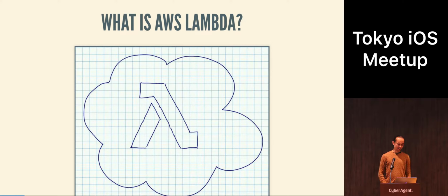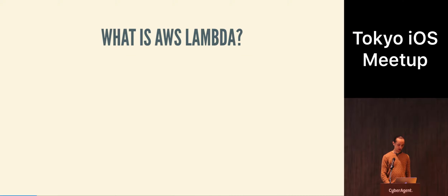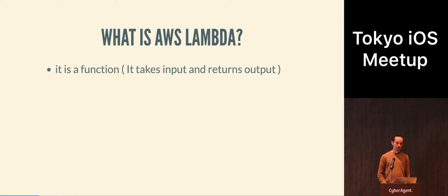So, what is AWS Lambda? Probably some of you now have a picture like this: there is the cloud, there is Lambda, and maybe a little bit more, but let's go in a few steps. Lambda is a function. It takes some input and returns output. It can be triggered by different events, and these events can be anything on the AWS infrastructure, from S3 to databases and so on. So there are a lot of different events you can plug in.